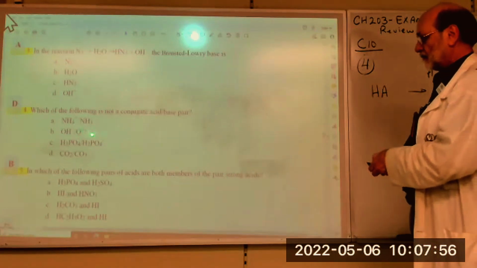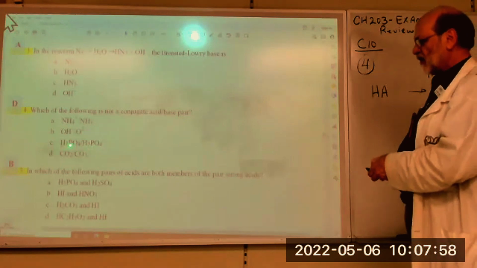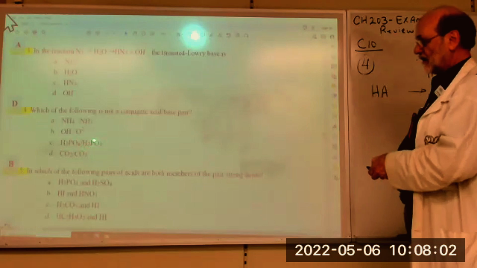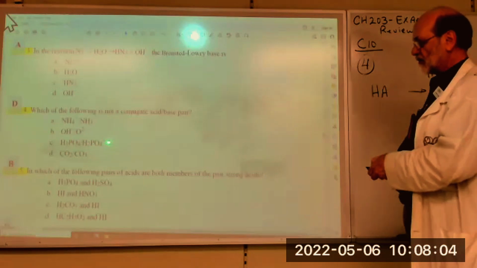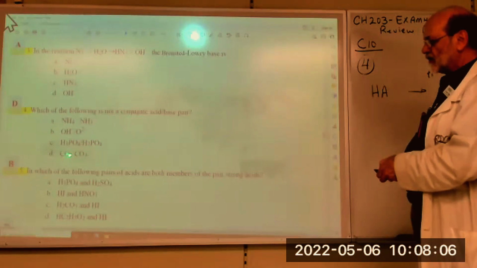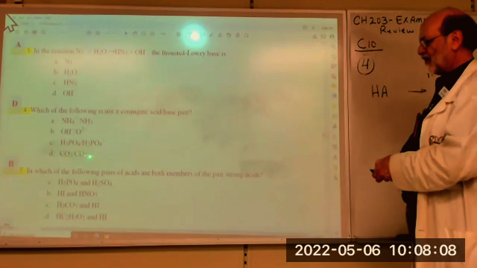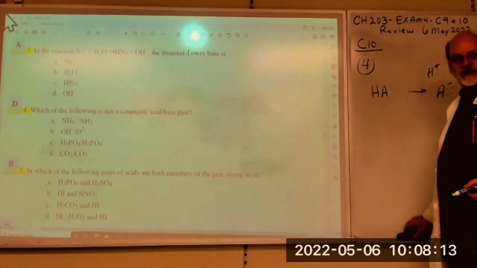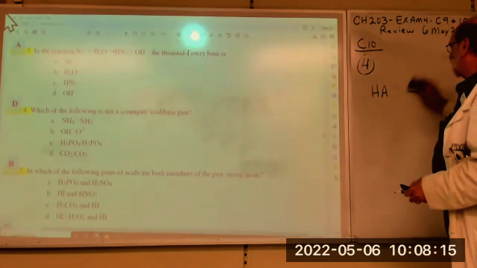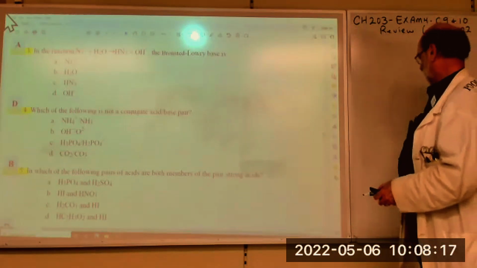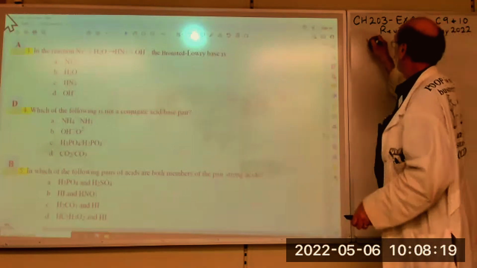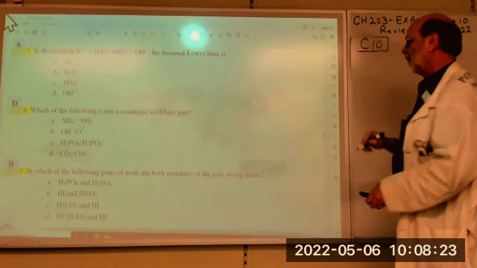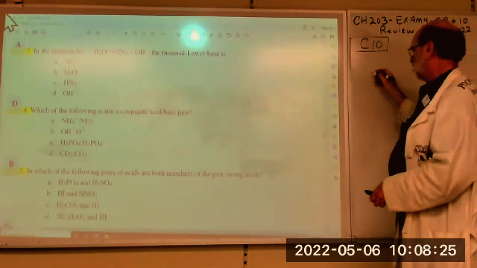So that's true. How about this one? H3PO4, H2PO4 minus. Yep, lost 1 proton and bumped the charge up to a minus. CO2 and CO3. No, there are no hydrogens there at all. So D is the wrong one. It's not a conjugate acid-base pair. Oh, I knew I was going to do that. 5.